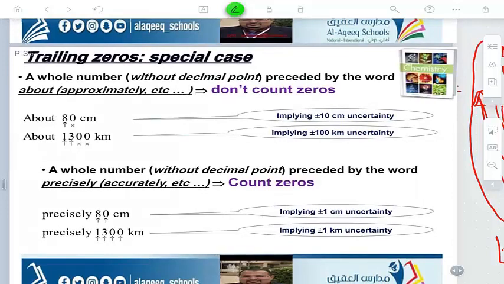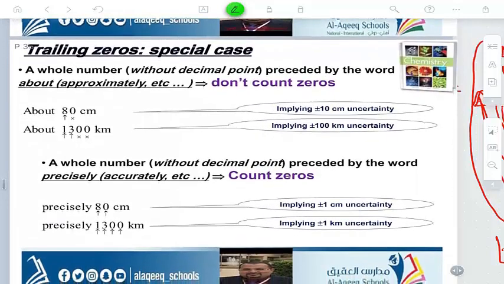Trailing zeros, or special cases. If you have a value like this, it means it's about 80 centimeters, about 1,300 kilometers. Okay, we don't count this zero at this moment because it's a special case for zeros. So we have only one significant figure here, and two significant figures only here.